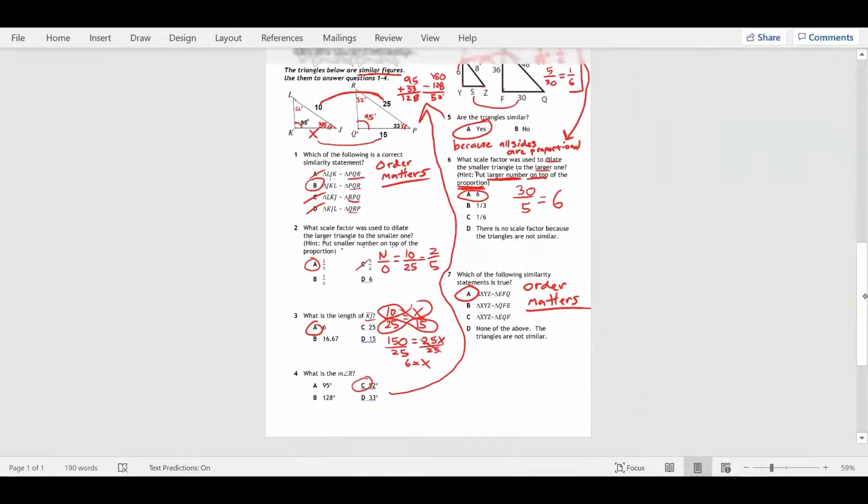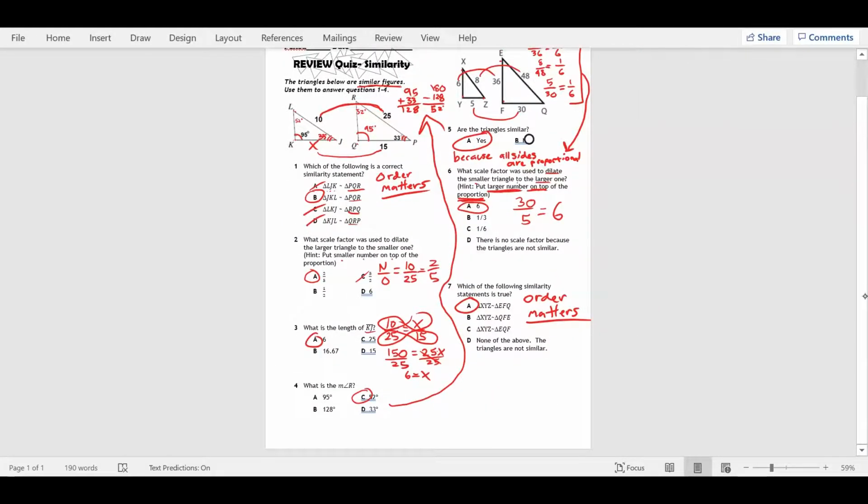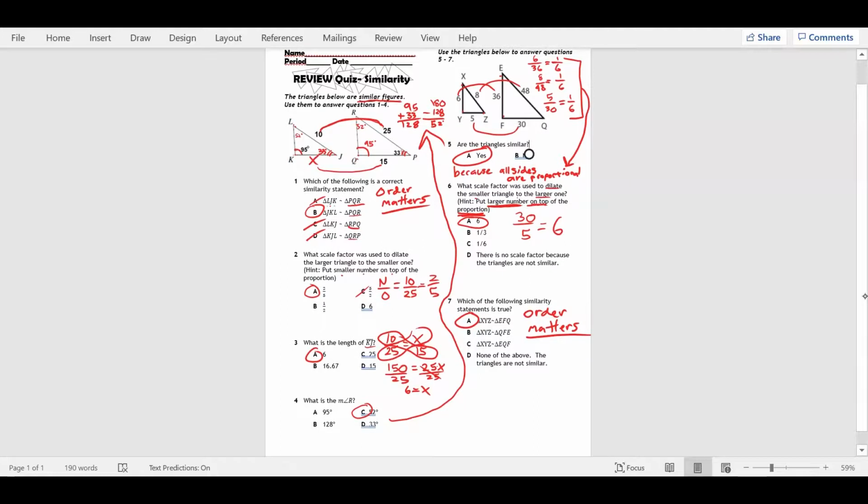Cool. So your quiz tomorrow is going to be just like this one, same exact stuff. So please go over this carefully, make sure you understand each one, read it carefully because I'll give you hints on it, and you should be able to get a good grade.